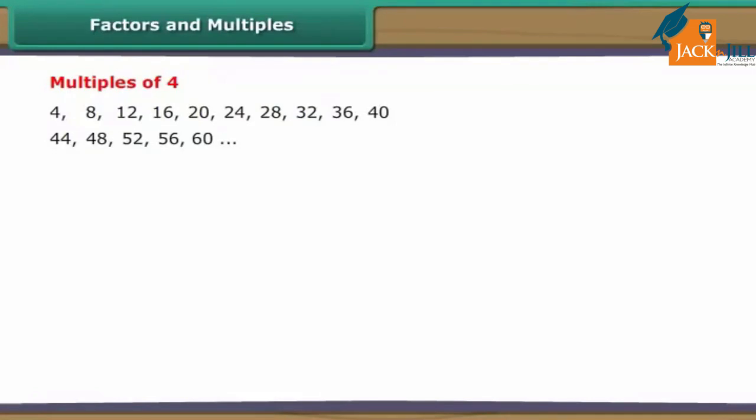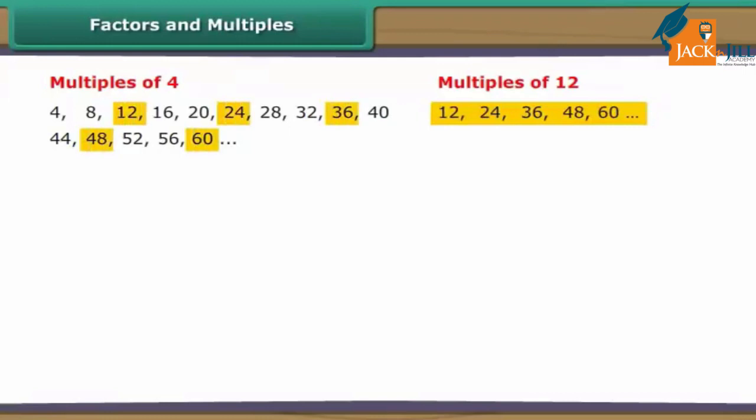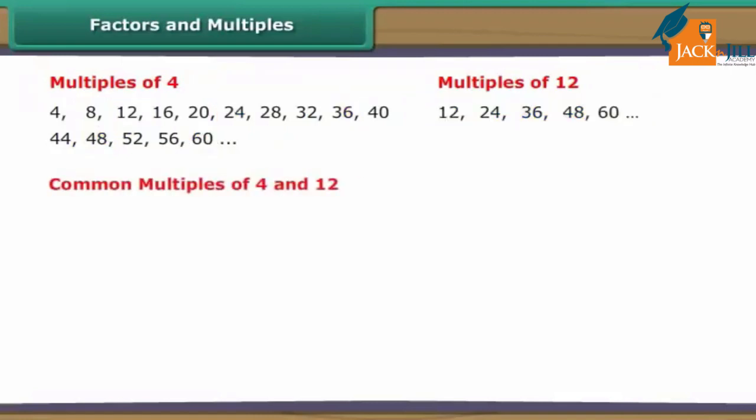Let us take a look at the multiples of 12. 12, 24, 36, 48, 60 and so on. Compare the multiples of 4 and 12. What do you find? All the multiples of 12 are also multiples of 4. It is so because 12 is itself a multiple of 4. Therefore, the common multiples of 4 and 12 are 12, 24, 36 and so on.